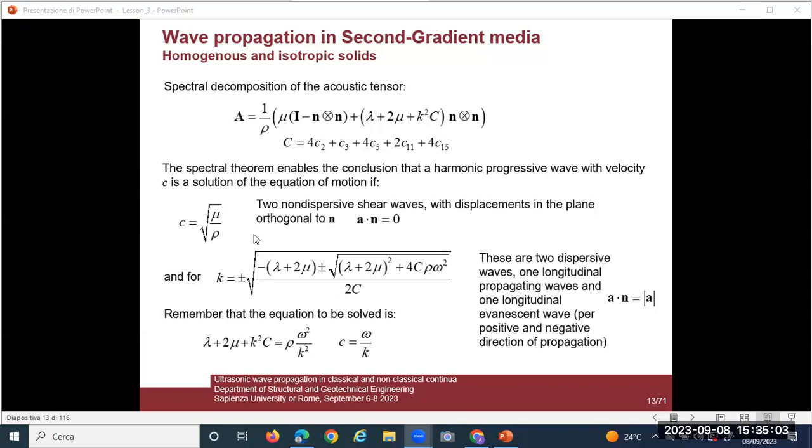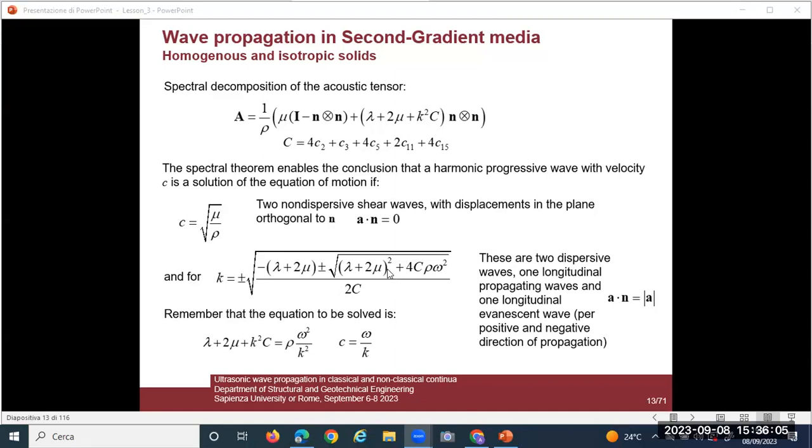And you see that these are shear waves exactly with the same speed as we get in the Cauchy continuum. But things get more complicated for longitudinal waves. In fact, to obtain the velocity of these other waves, you've got to solve this equation so that you obtain that the wave number is related to the frequency by this other relationship, where, as you see, the Lamé coefficients appear, as well as this other constitutive constant, which is the sum of these other 5 constitutive constants that describe the actions at a distance.